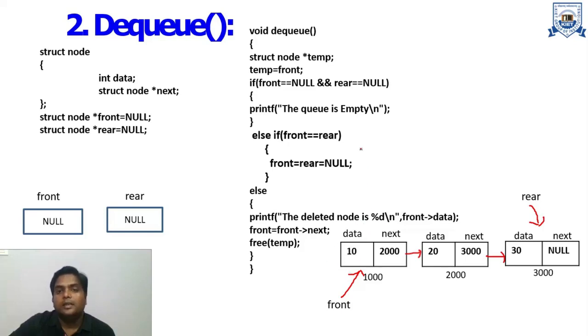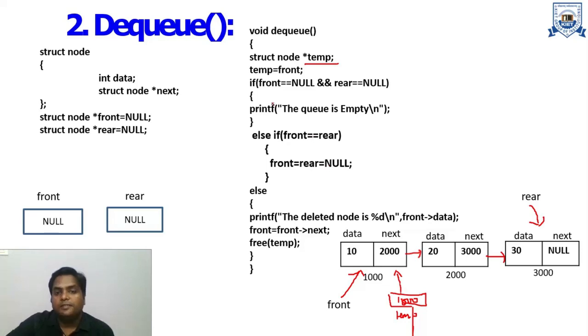Okay, so what we do, first of all we just took a temporary variable temp having struct node pointer type, and initially the value of temp is equal to front. Okay, so now we just took this temp variable, and initially the value of temp is what? Initially the value of temp is front, that is 1000. So now when temp is 1000, that means temp is temporarily pointing to this particular memory location.